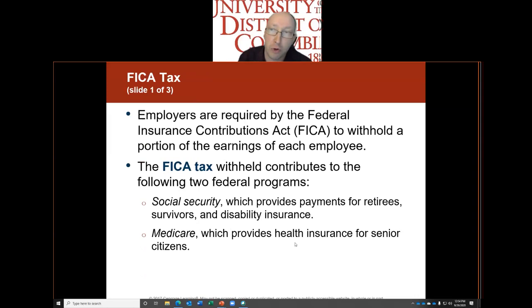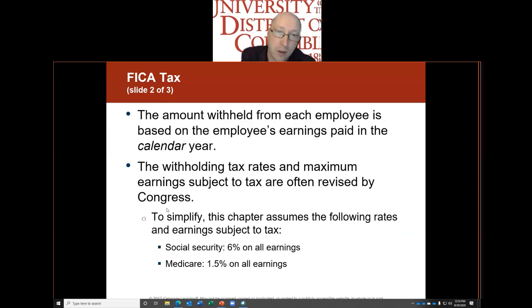On the employer side, your employer has to pay what we call FICA. This is the Federal Insurance Contributions Act. This includes Social Security and Medicare. Both of these two things your employer pays into for your well-being in the future. So that's what they say anyway. I don't know if that's true, but that's what they say.